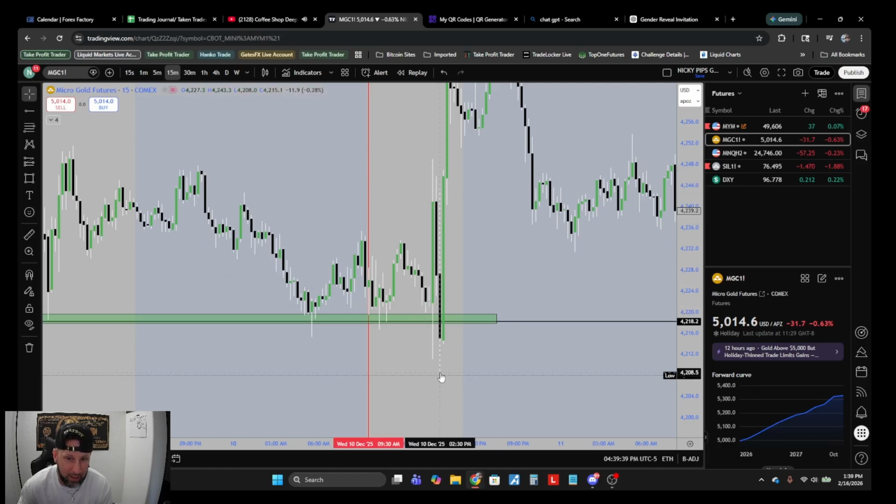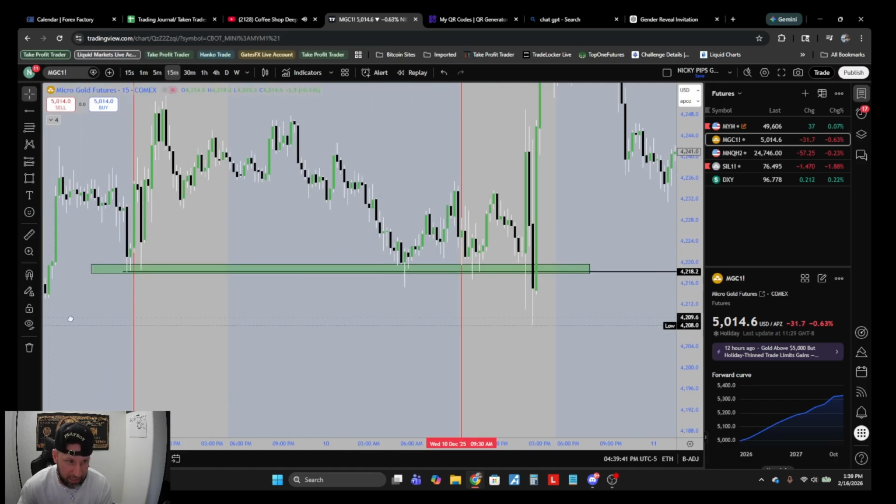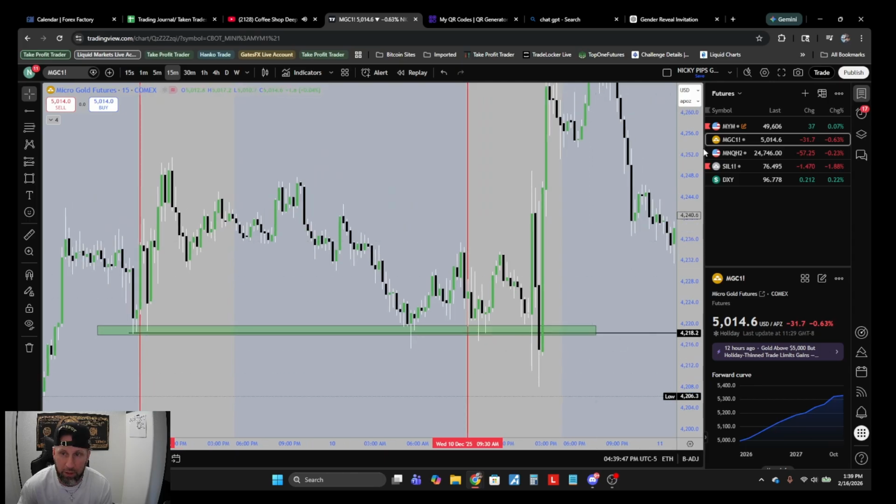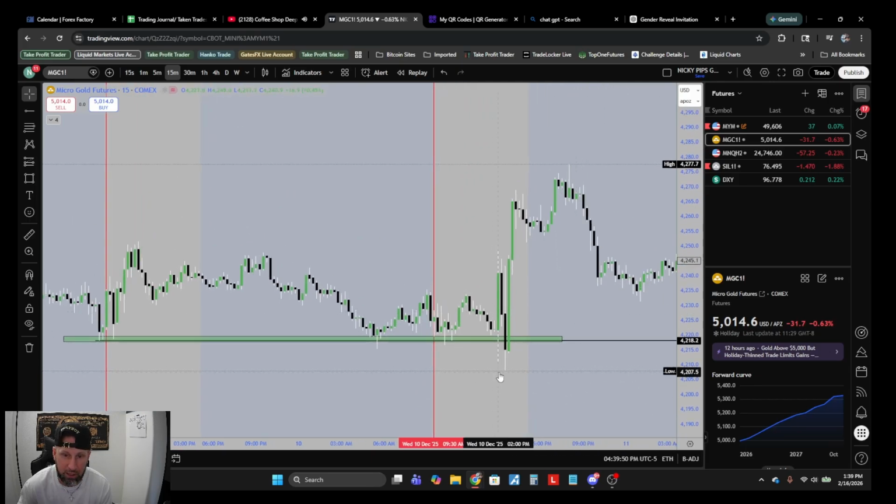Price pulled back again, tried to push down even more, which it did, but it couldn't break these lows right here. And then what did price end up doing? It ended up pushing up even higher. And then pulled back a little bit and then pushed up even higher. So that's usually what I wait for, guys. So that is my strategy.